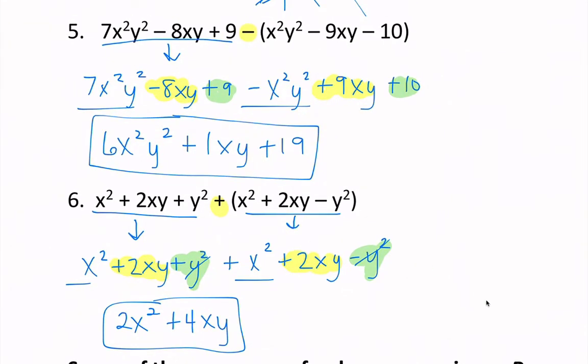All right, make sure yours matches mine. If you got it right, that's awesome. If you got it wrong, find your mistake and fix it. Notice on problem 5, I have 1, 2, 3 terms. That's what you call a trinomial. On problem 6, I have 2 terms. That's what you call a binomial.